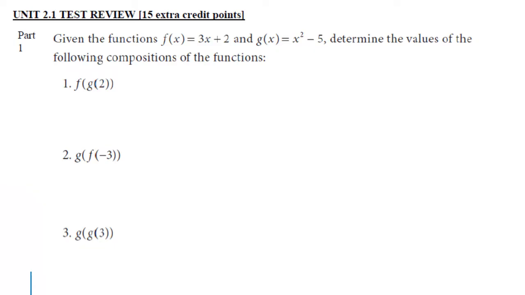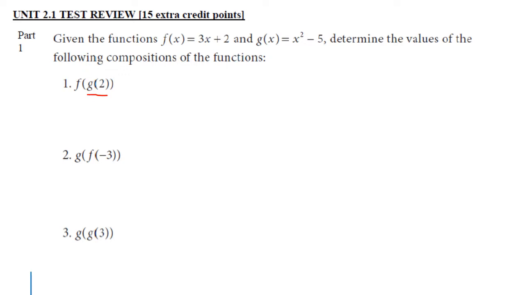Part 1, given the functions f of x equals 3x plus 2 and g of x equals x squared minus 5, determine the values of the following composition of the functions, okay? When we talked about composition of functions, it means that it's inside first. So we're going to start with the innermost of the notation. So we have g of 2. So the first thing we're going to do is figure out what is g of 2.